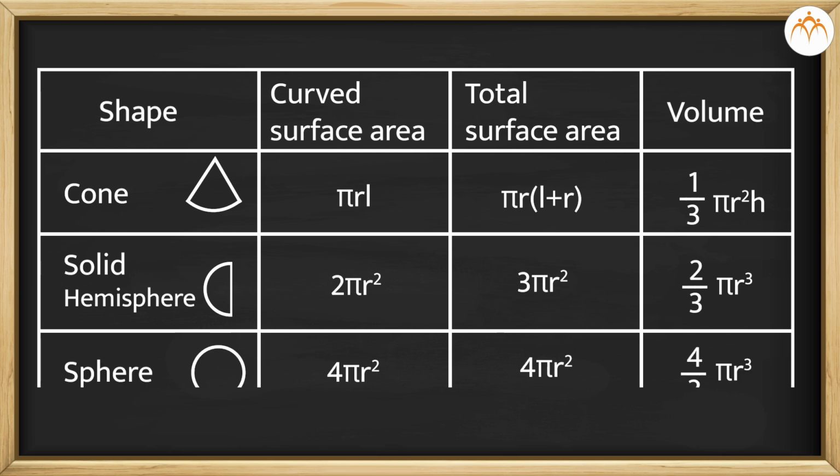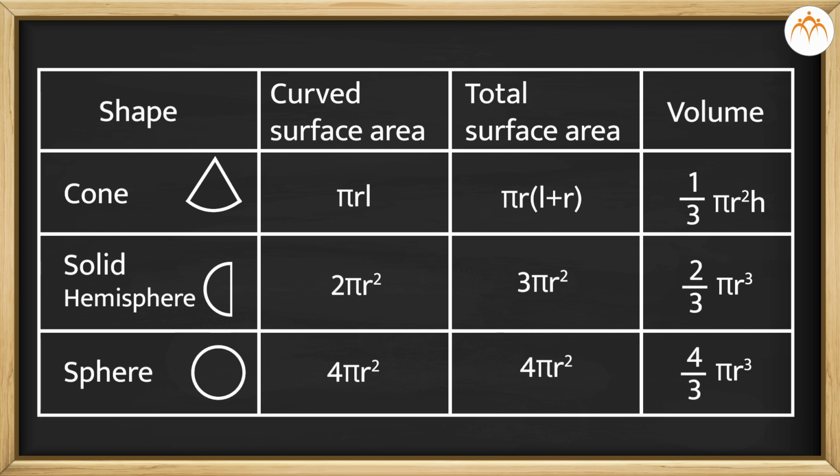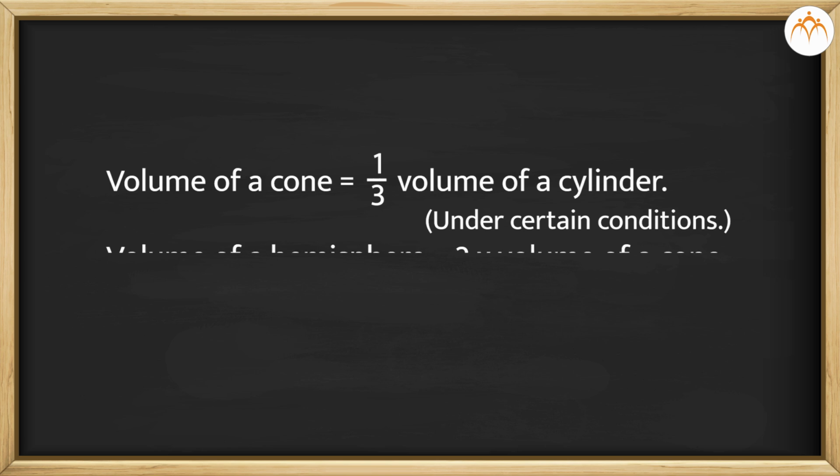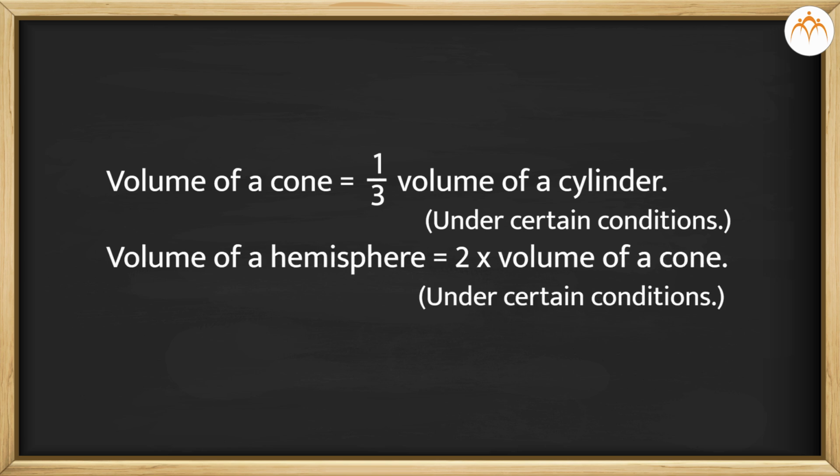Sphere: curved surface area 4 into pi r square. Total surface area is equal to 4 multiplied by pi r square. Volume is equal to 4 by 3 multiplied by pi r cube. Volume of a cone is equal to 1 by 3 multiplied by volume of a cylinder under certain conditions. Volume of a hemisphere is equal to 2 times volume of a cone under certain conditions.